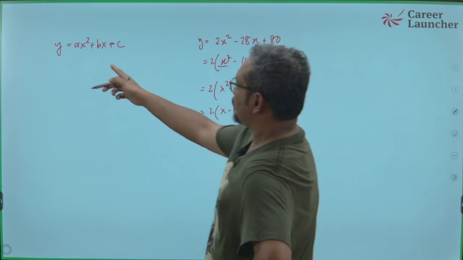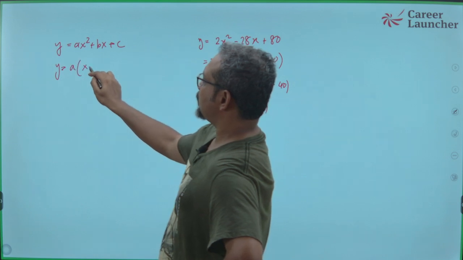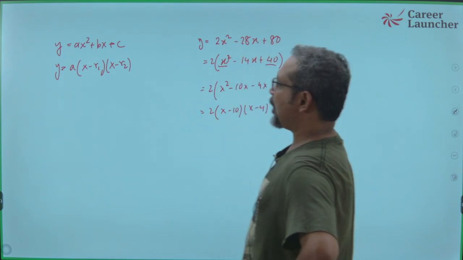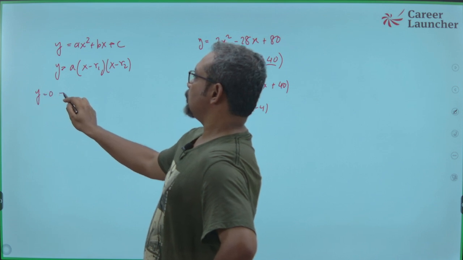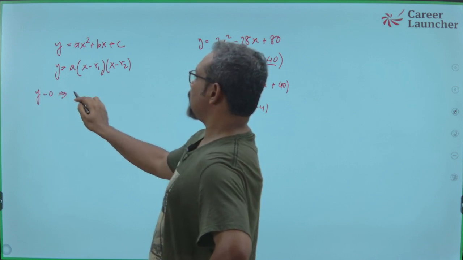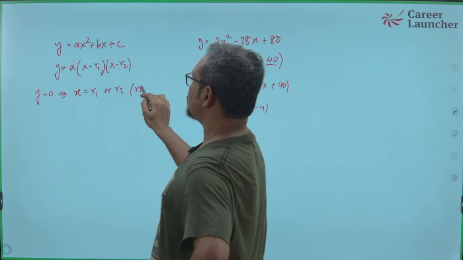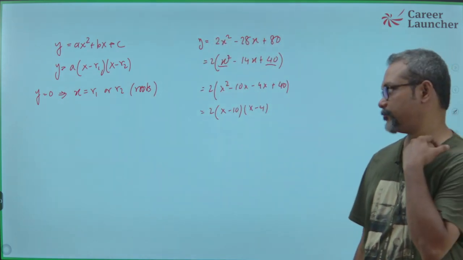So keeping things in the same way, we would be able to factorize as x minus r1 times x minus r2. These are the factors. So when y becomes 0, one of these has to be 0, so that means x will be either r1 or r2, which we call the roots of the quadratic, or also the x-intercepts.